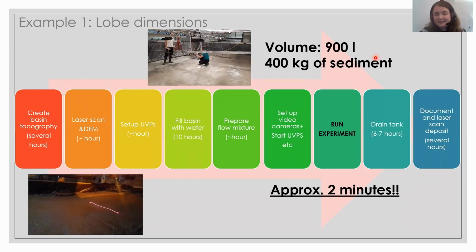Then when the basin is actually filled, the flow mixture has to be prepared and all the other equipment has to be set up. And only when all of that is done, the experiment can actually be run. The run of one of these experiments is approximately 2 minutes. Afterwards, before you can see what has really happened in the flume tank, you have to drain the tank again. So basically only the next day, in this case, you see the deposit that has formed. And then again, you would laser scan your deposit and compare it to the laser scan before.